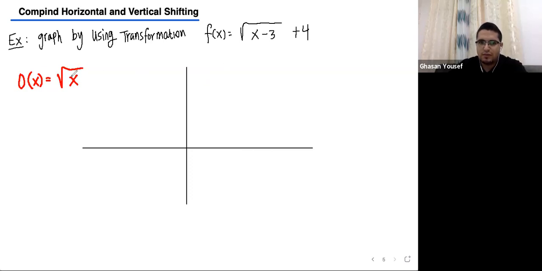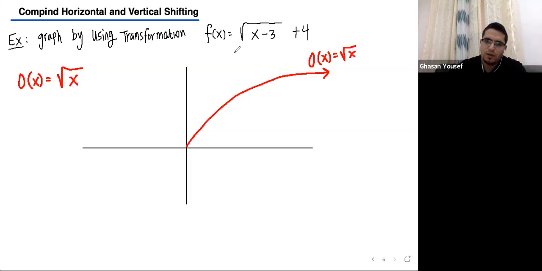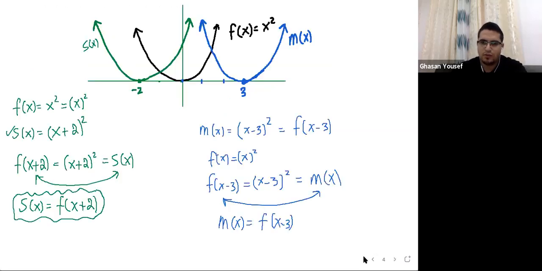Then we should graph the original function, the square root of x. This is O of x. O of x equals the square root of x. Now, you can do two things to graph this function. You can graph it directly, or you can fix this function and see what exactly you have to do, like shifting. Then you have to go back to the 4 rules.